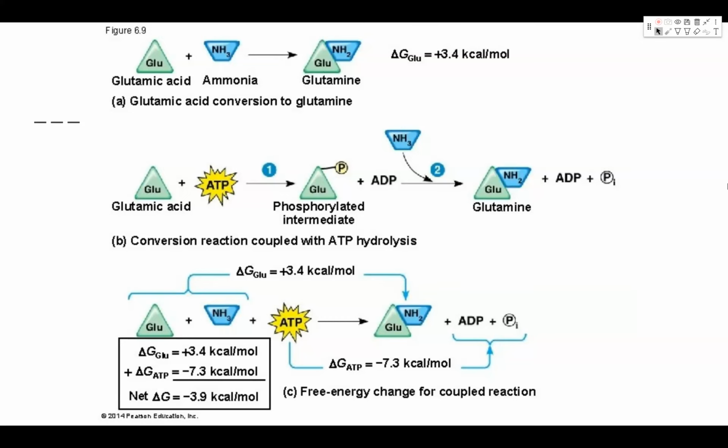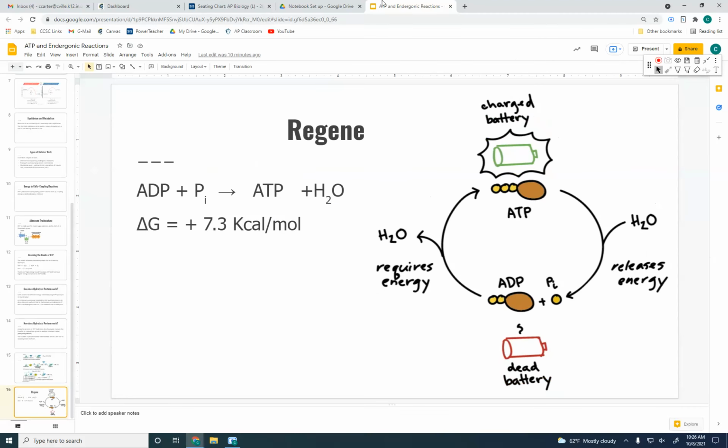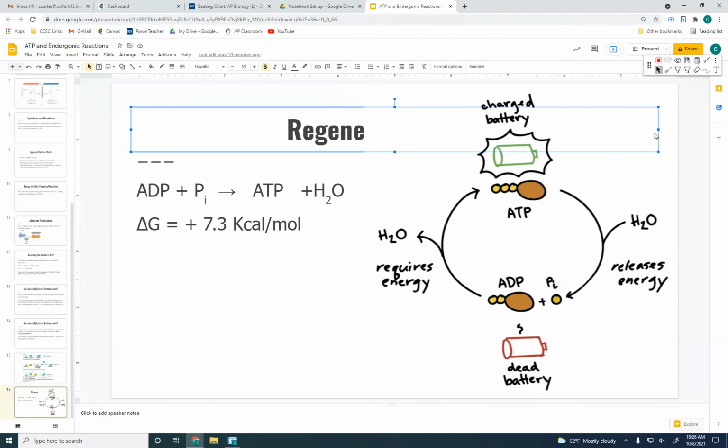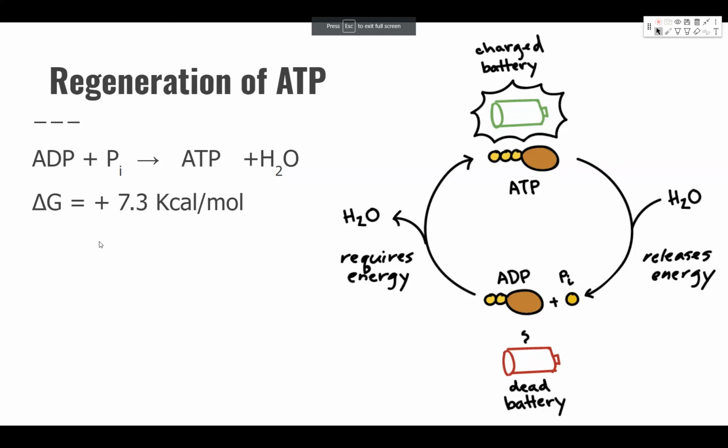All right. So we can also, my picture cut off my title slide. We have to regenerate ATP, right? ATP isn't a one and done kind of thing. We can build it back up. It just takes energy, that plus 7.3. We've got to get it back in there. It's like a battery that we can charge and recharge.